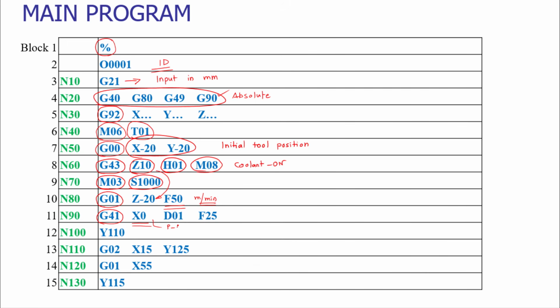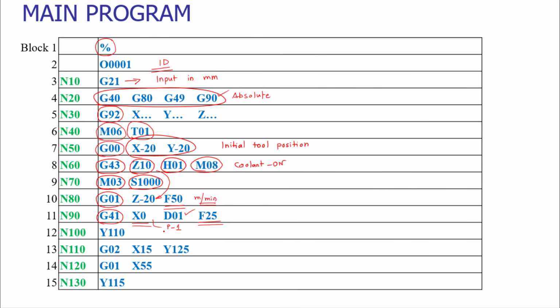Point P1 will be approached with diameter D01. The controller will understand that it has to move towards left by a distance of D0 divided by 2. So the diameter divided by 2, by that radius it has to move towards left to get the exact contour. Now we are reducing the feed. Actually we are starting the cutting operation, so we are working at a moderate feed, that is 25 meters per minute.